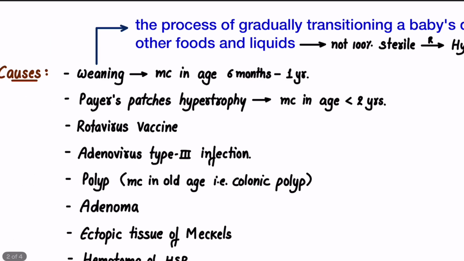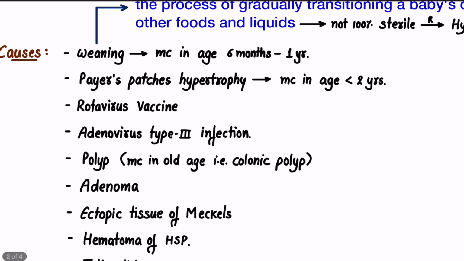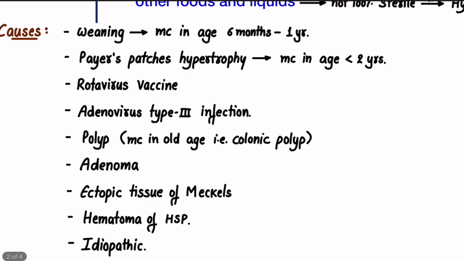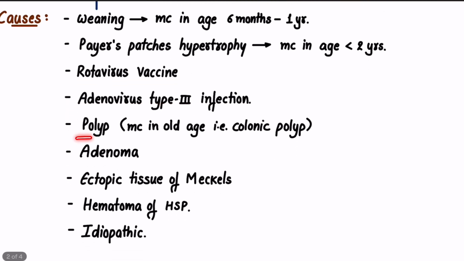Then the other most common cause within less than 2 years of age is Peyer's patches hypertrophy. So they are in a way related, but in a question, according to whatever option and condition is given, we will choose our answer. Then other etiological agents can be rotavirus vaccine, adenovirus type 3 infection, and polyps.